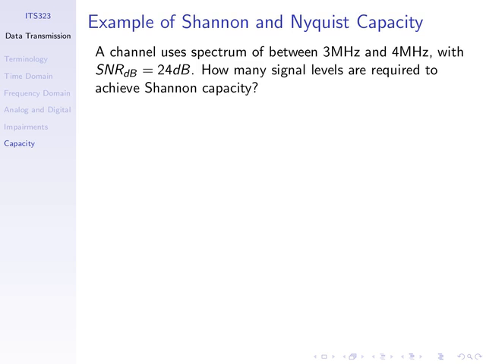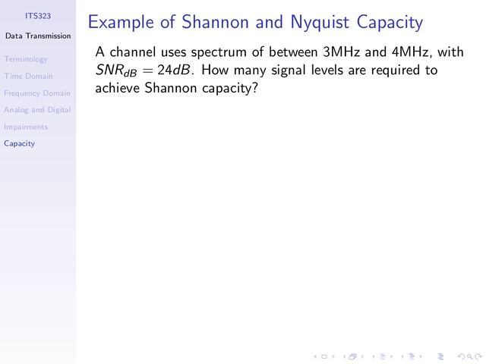So we have a communications channel. It has some spectrum defined. So the channel uses frequencies between 3 megahertz at the minimum and 4 megahertz at the maximum. That's the spectrum. It has some signal-to-noise ratio. How many signal levels are required to achieve Shannon capacity?